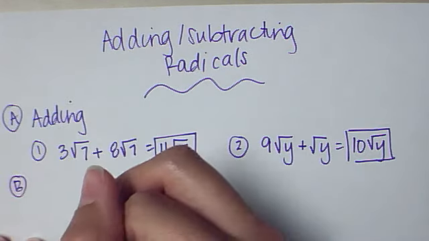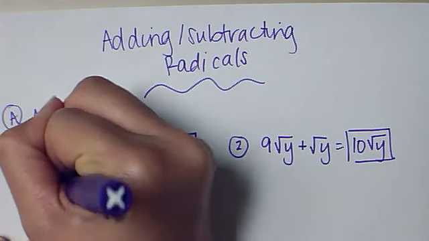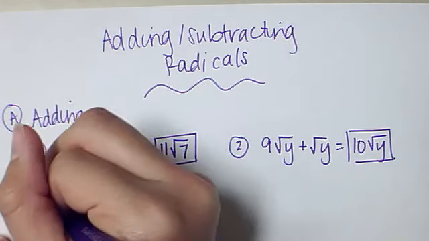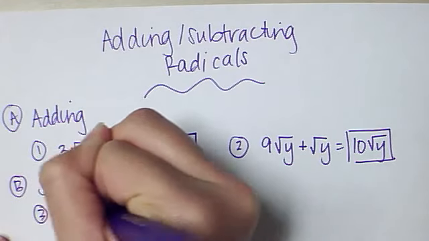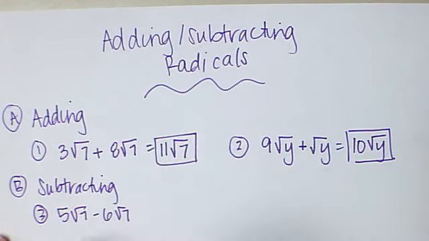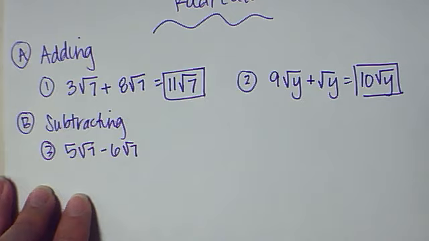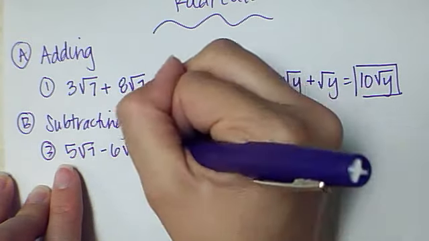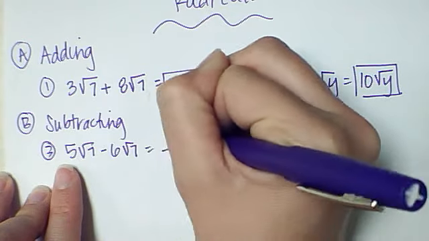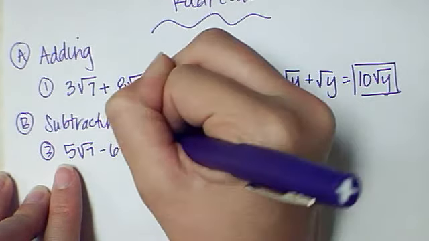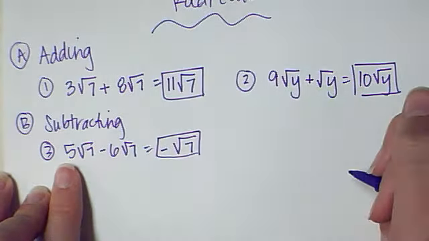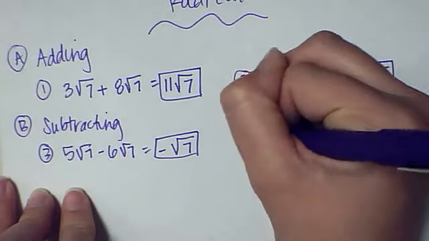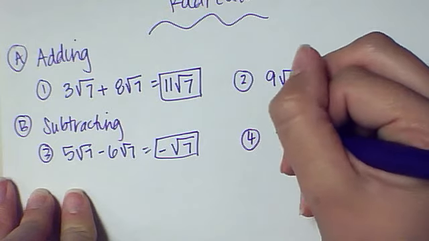Okay, well, what about subtracting? How would that be different? Example number 3, 5 square roots of 7 minus 6 square roots of 7. They are like terms because they both have square roots of 7 on the end. If I do 5 minus 6, I get negative 1, or negative 1 square roots of 7. Remember, we can always drop the 1 or include it. I know some of you feel way more comfortable including it, so if you need to do that, that's fine.